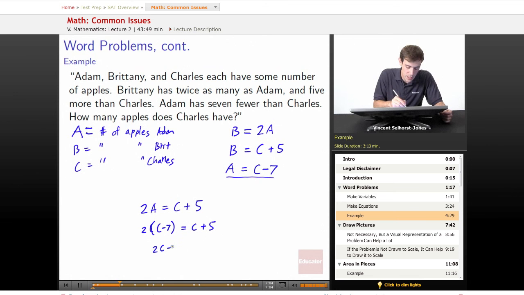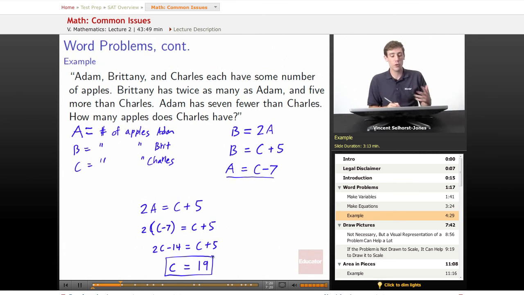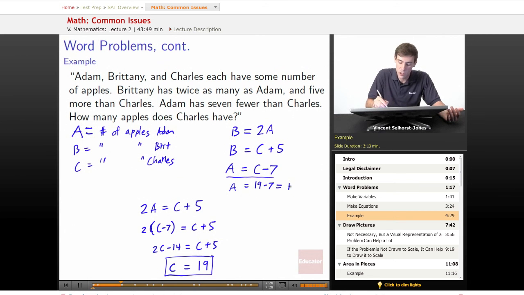We start working to solve this out. We've got 2C minus 14 equals C plus 5. We move the 14 over to the right side. We move the C to the left by subtracting. We'll get C equals 19. Charles has 19 apples. And if we wanted to, we could go through and check this out. Does this make sense? If Charles has 19 apples, then that would mean that Adam has to have 12 apples. Brittany would have 24 apples. So 24 minus 5, yeah, that's 19. 19 minus 7, yeah, that's 12. Everything works out. Everything still makes sense.